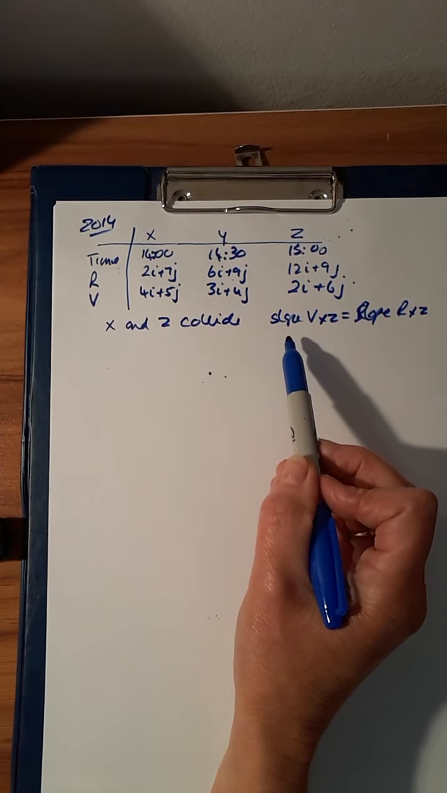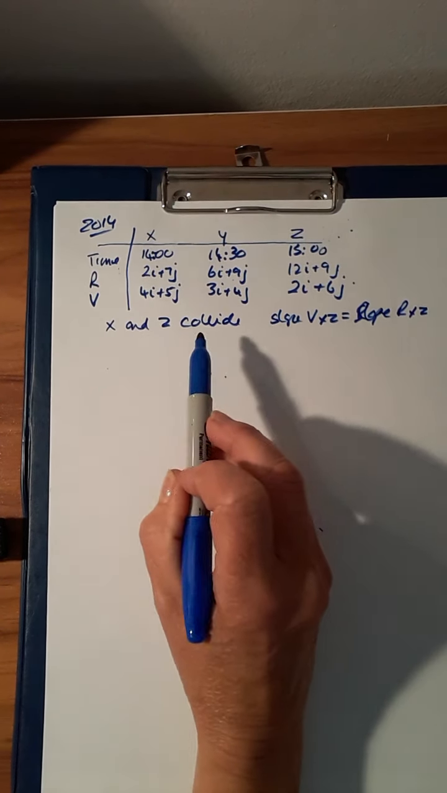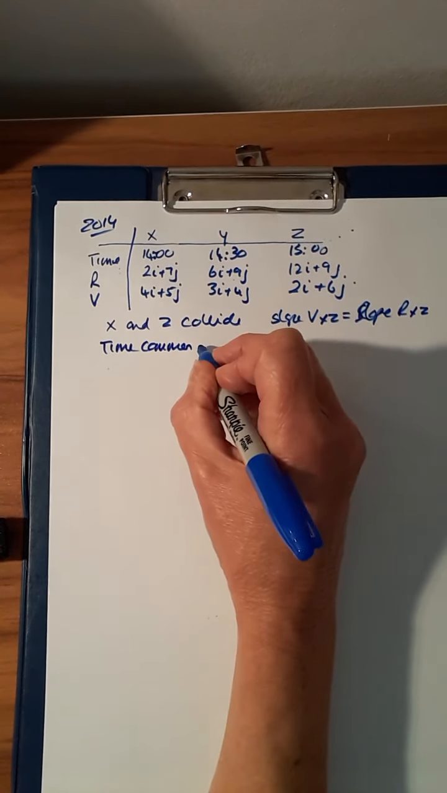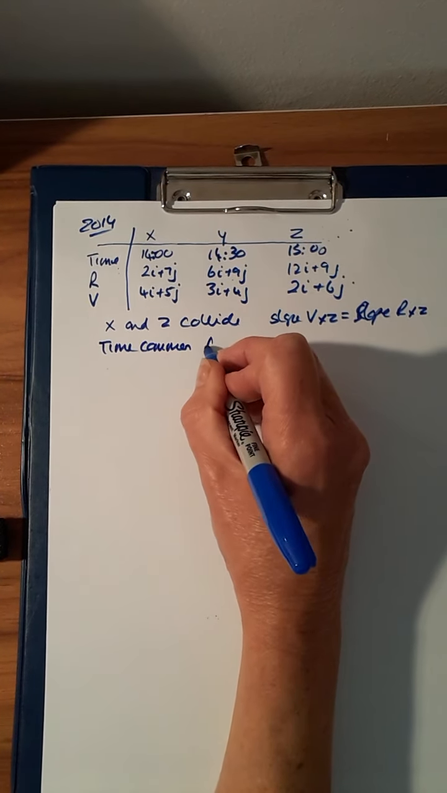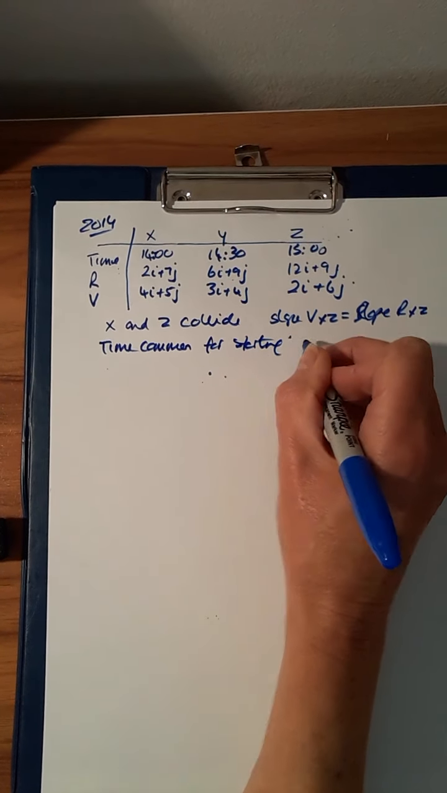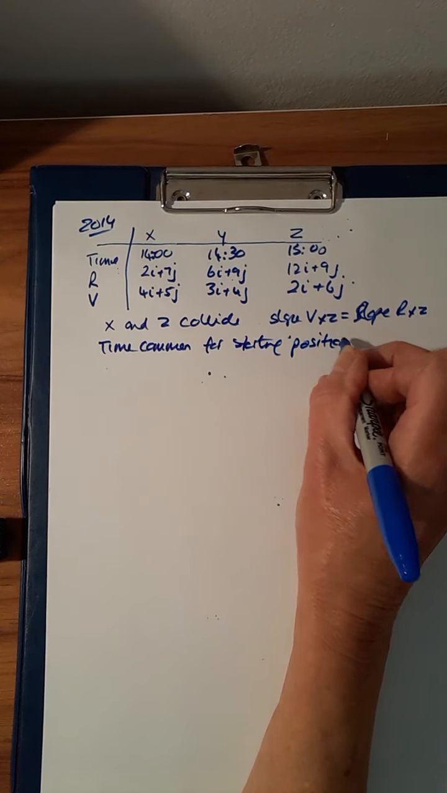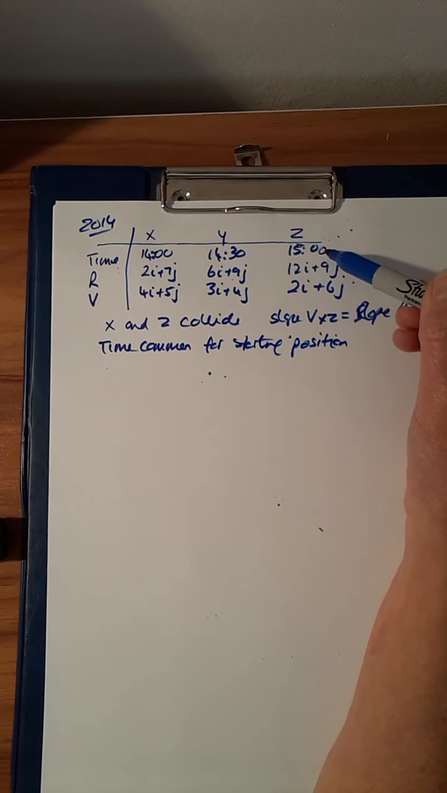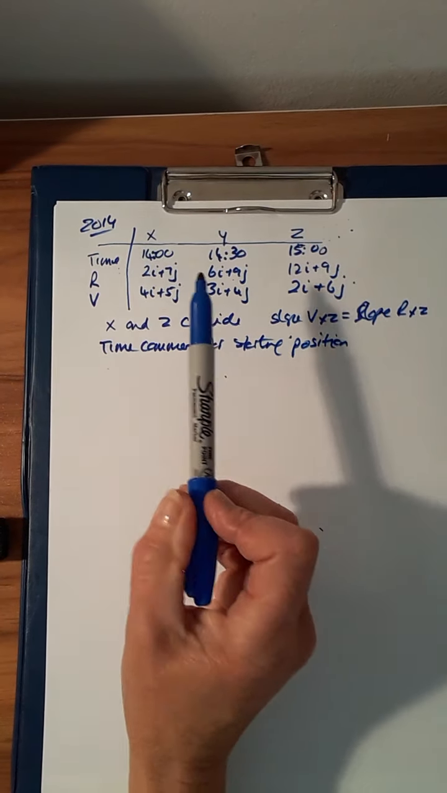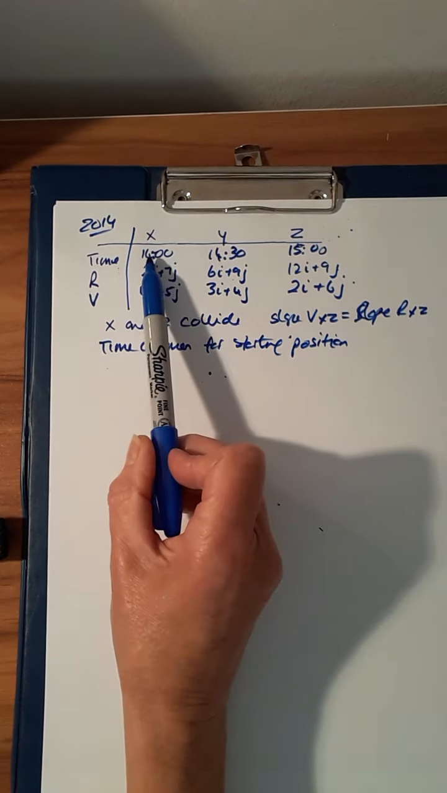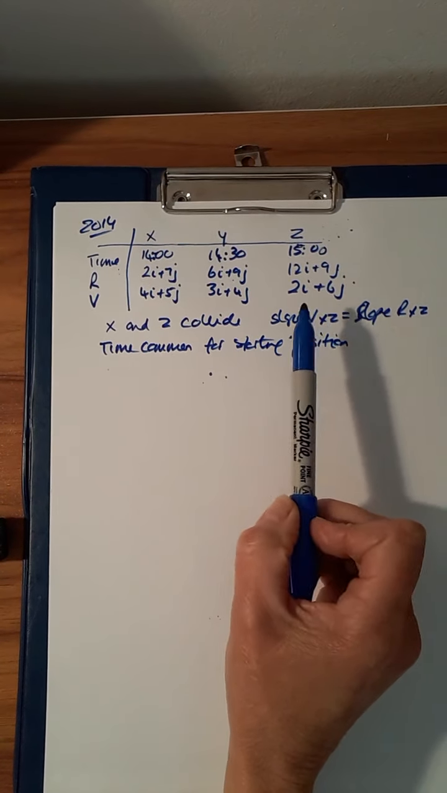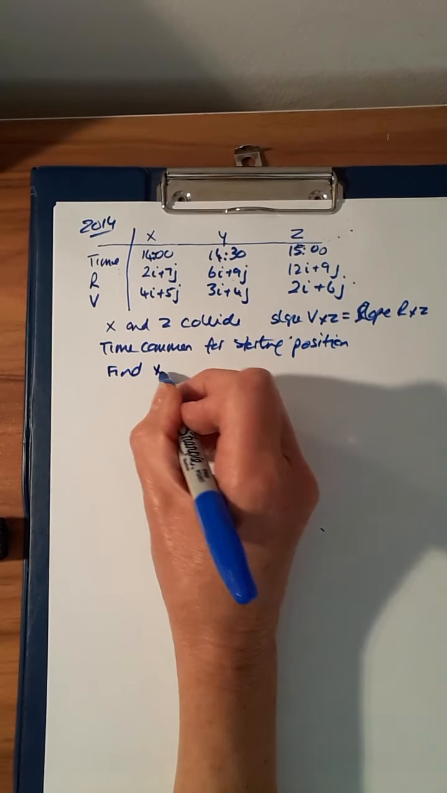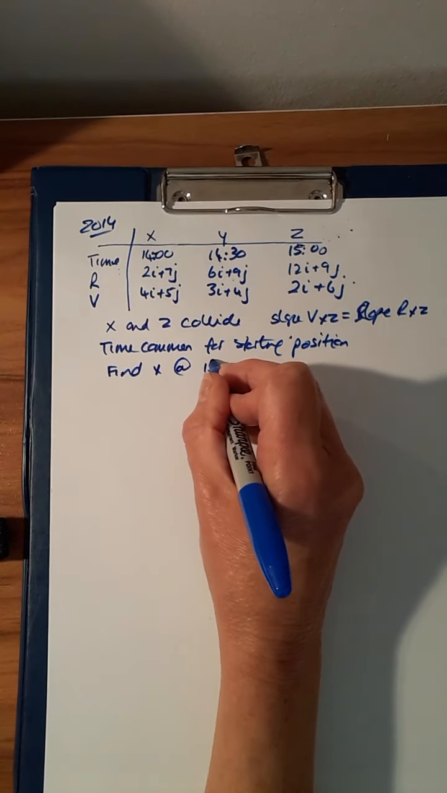Right, the thing that you had to remember here was that you had to have a time common to both of them to begin. So the time had to be common for the starting position. So because z's sighting was at 3 o'clock, we would have to see where x was at 3 o'clock before we could compare the slopes and see what was happening. So the first thing to do, you had to find where x was at 1500 hours.